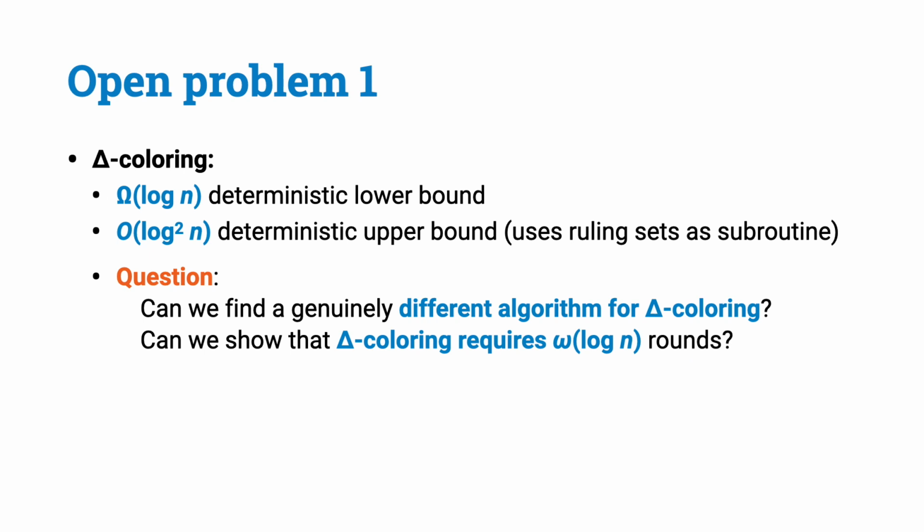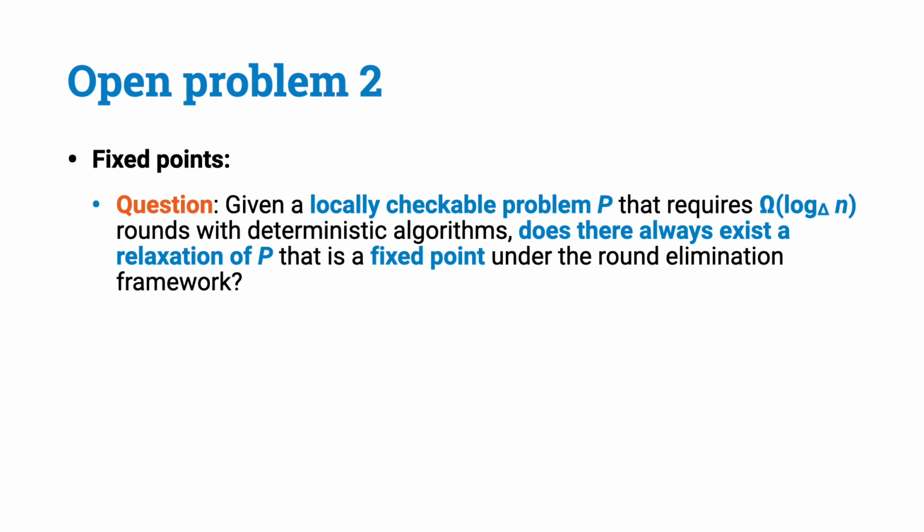Let me conclude with some open questions. The first one regards the delta coloring problem. The best lower bound is log n, while the best upper bound is log squared n. Can we find a better algorithm, or can we improve the lower bound? The other open question is about fixed points. As we have seen, fixed points play a crucial role in proving lower bounds in the distributed setting. And the question is to understand whether all problems that require omega of log n have a relaxation that is a fixed point. I hope you enjoyed the talk.